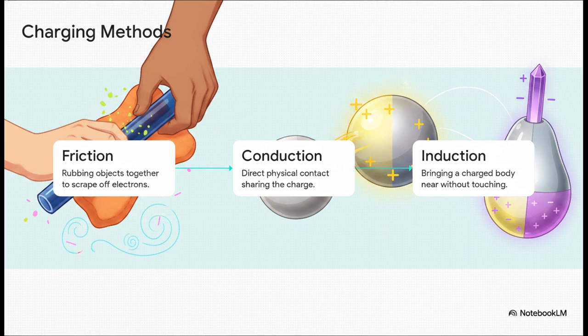Well, there are 3 specific ways. First up is friction, literally just rubbing 2 objects together, physically scraping electrons off one and dumping them onto the other. Second is conduction, which is when there's direct physical contact between a charged body and a neutral one, letting the charge just flow right across and share itself. And third is this brilliant phenomenon called induction. This is where a charged body is brought near a neutral one without ever touching it. It forces the charges inside the neutral body to separate and reorganize themselves purely through that invisible electrostatic force.